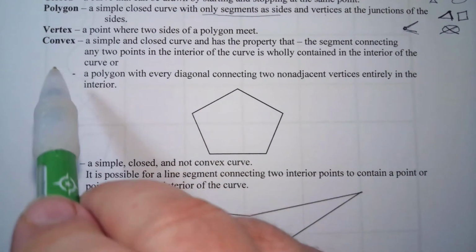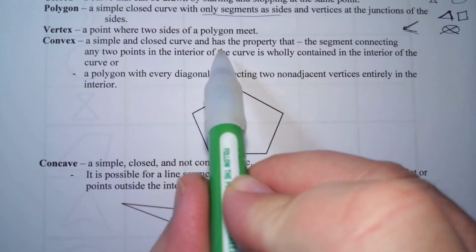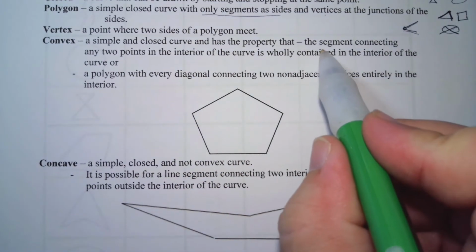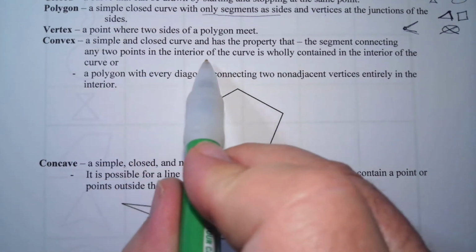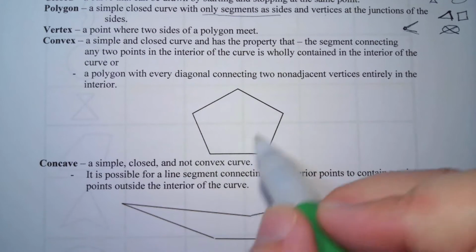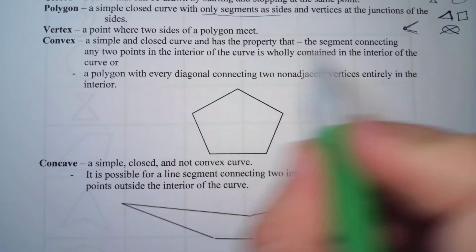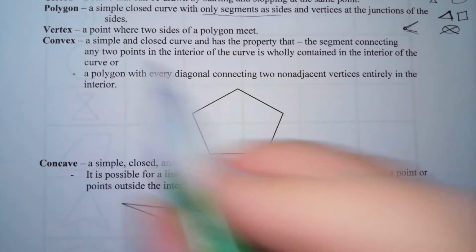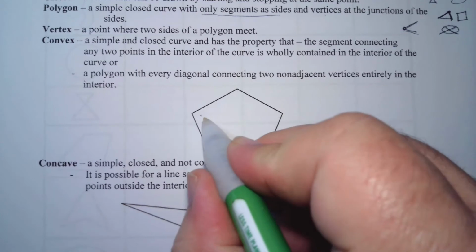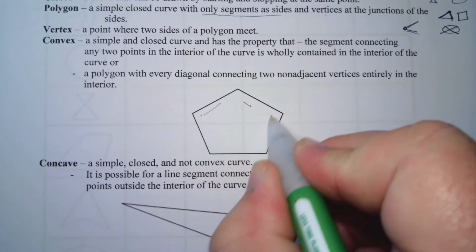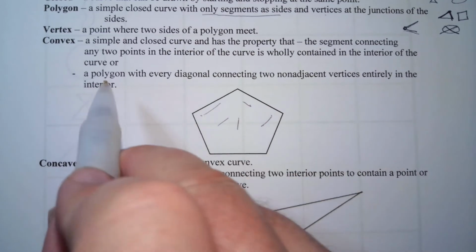Convex. A simple enclosed curve that has the properties that the segment connecting any 2 points in the interior of the curve, interior means inside of the curve, is wholly contained in the interior of the curve. That means any points we pick, any segment, so any line we draw, is going to be inside that picture.